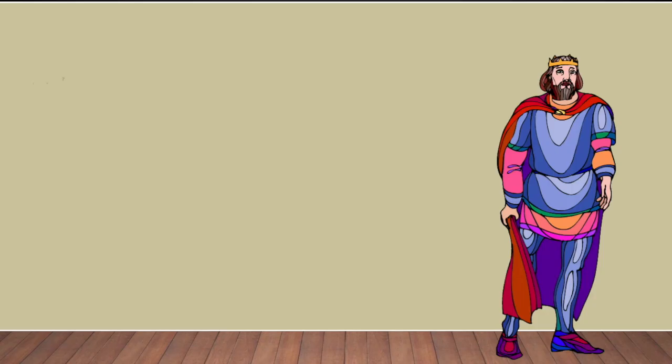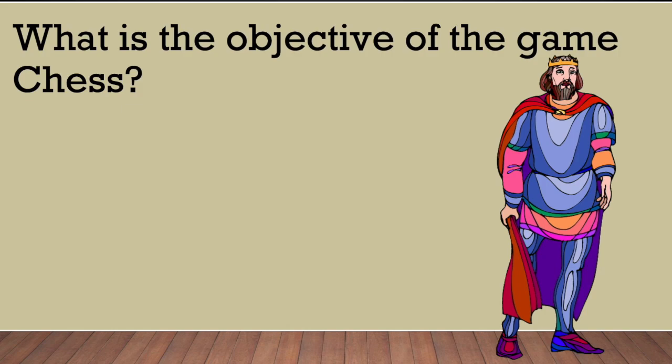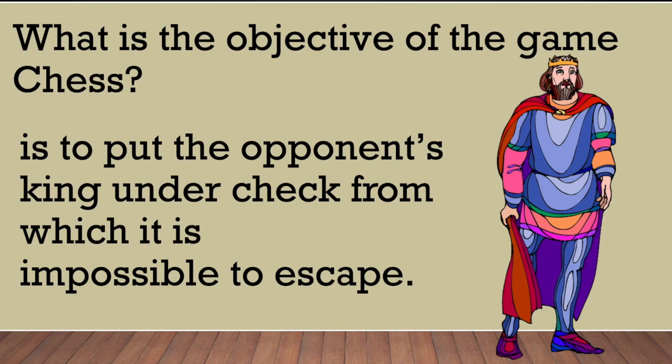What is the objective of the game chess? Its objective is to put the opponent's king under check from which it is impossible to escape. So it's just like in a kingdom, the king must be protected by any means. So he has what we call soldiers, chariots, infantry, protecting the king from any danger or harm. If you are the conqueror of that particular kingdom, you need to defeat that king.